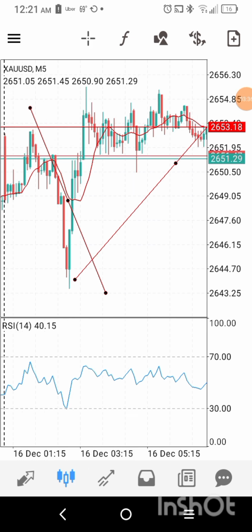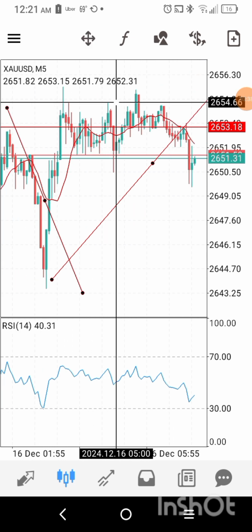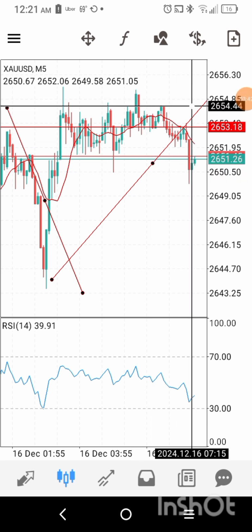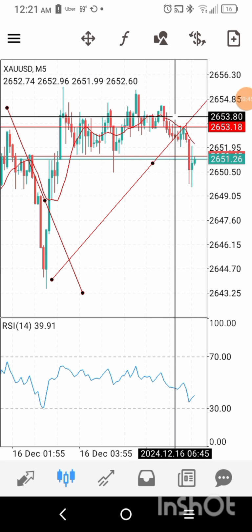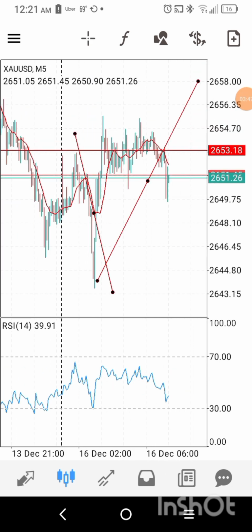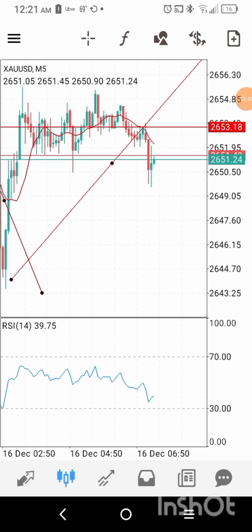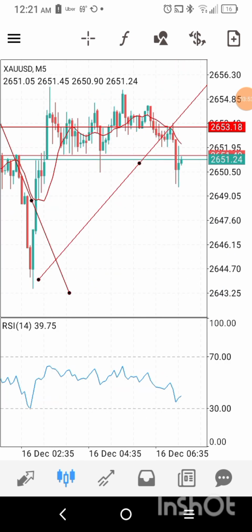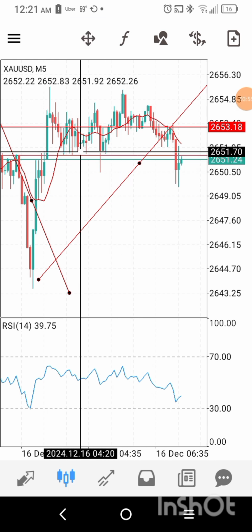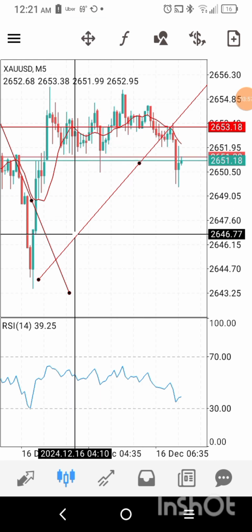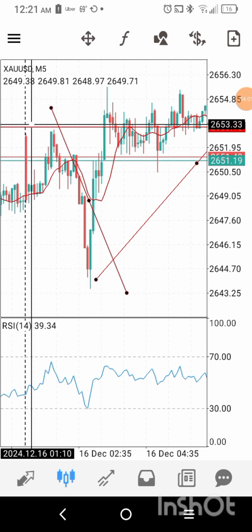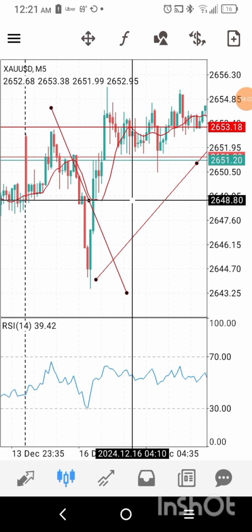And it's been just consolidating, going back and forth. This is called consolidation. It finally broke consolidation. As you can see, we draw our trend line because it broke consolidation. Trends can go up and down. See how it's going down? It was in a little downtrend, then it broke and went back up.